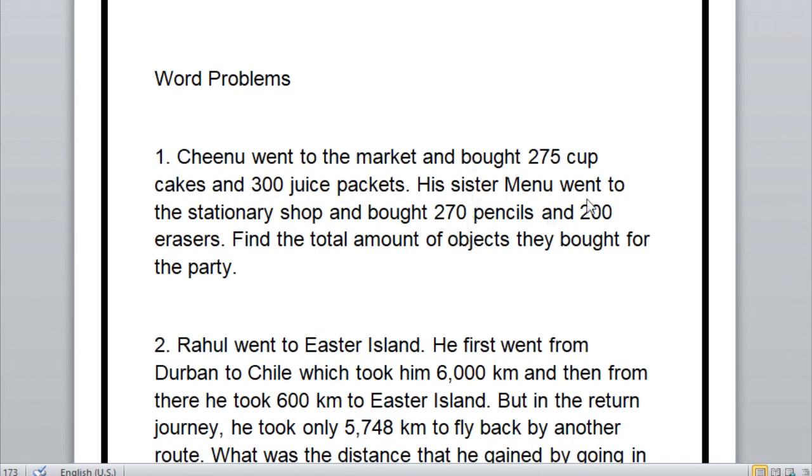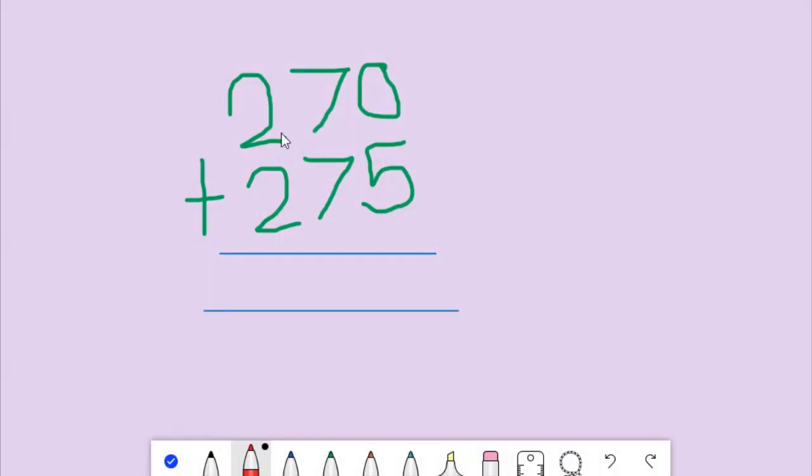Now we have to add 270 and 275. Let us go and do it. Start here. 0 plus 5 equals to what? Yes, it is 5. Next, 7 plus 7. 7 plus 7 becomes 14. But you have to put 4 here and put 1 over for regrouping here. So 2 plus 2 plus 1 equals to 5. So 545 is the answer that we have got here.